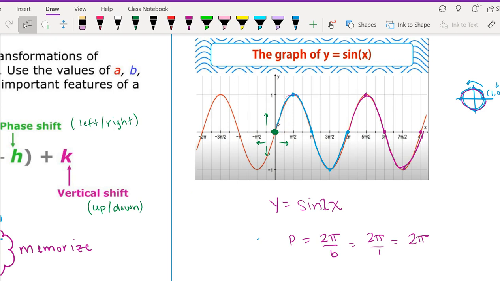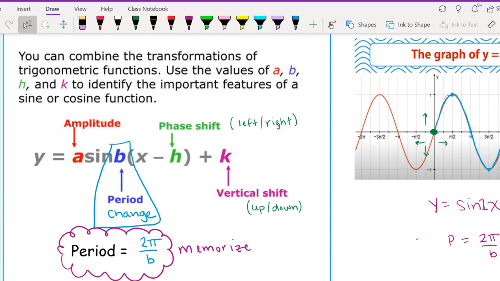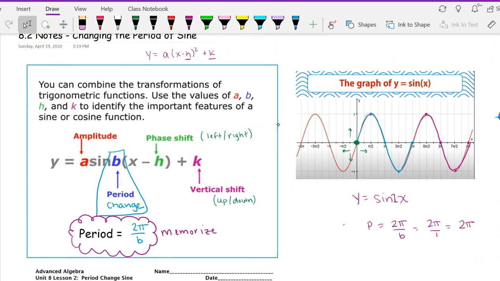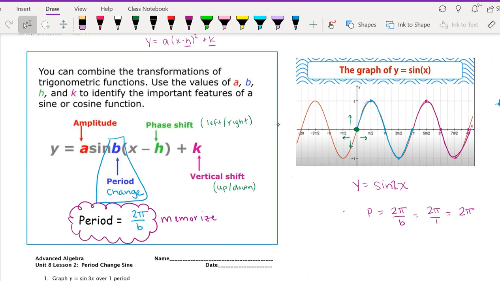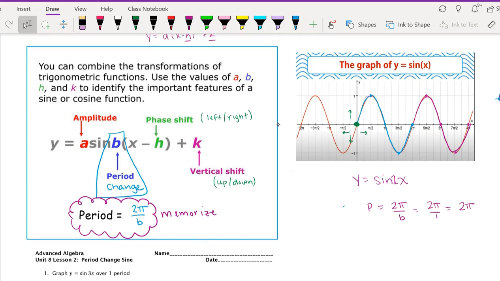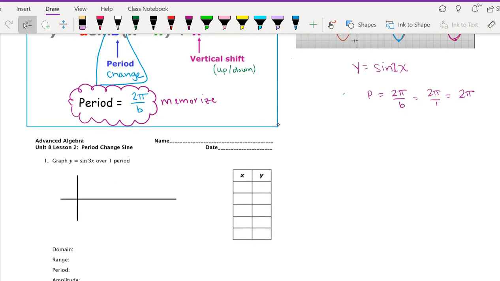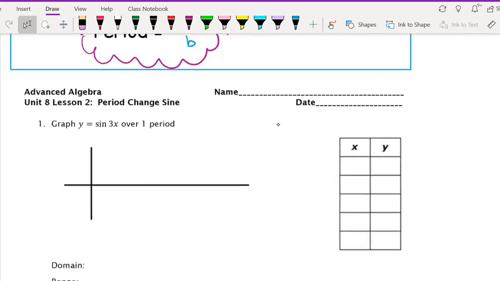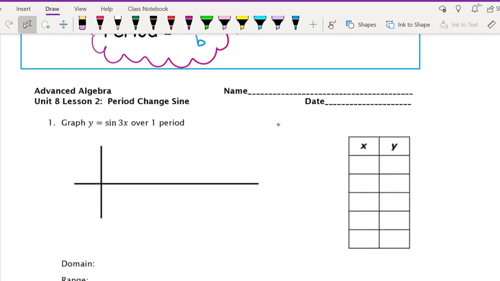Okay, so how is that going to affect our graph? Well, it's going to either shrink it or stretch it. If we take a look at the graph of y equals 3 sine 3x, this right here is my b value. So the first thing I need to do is say period equals 2 pi over b.